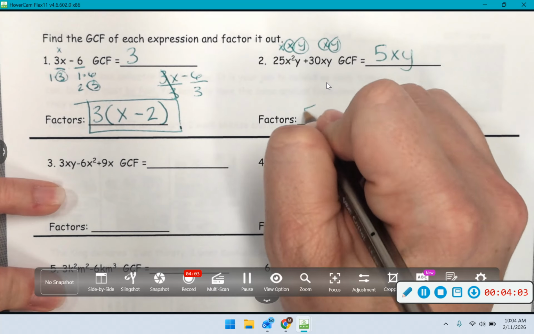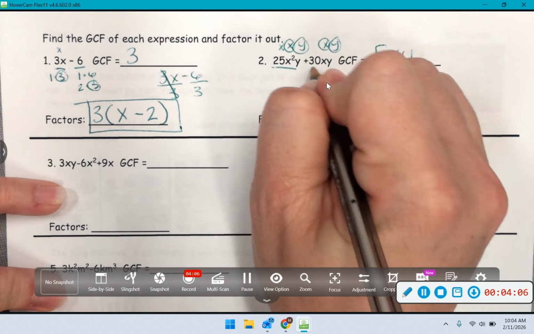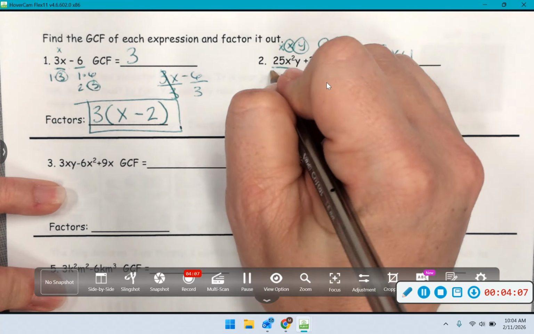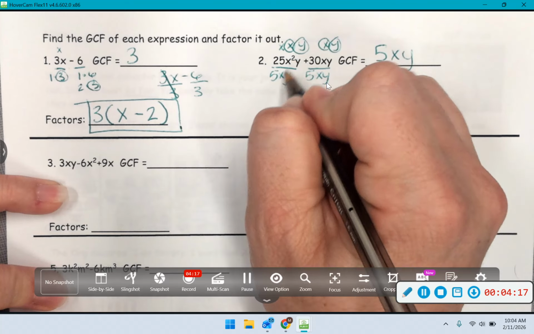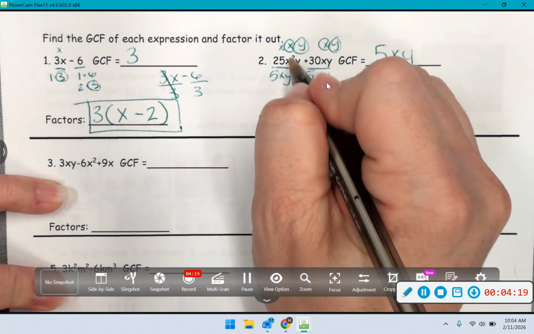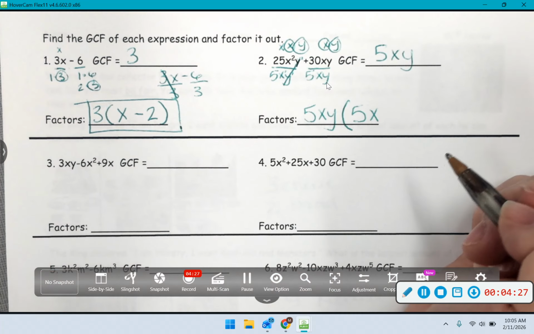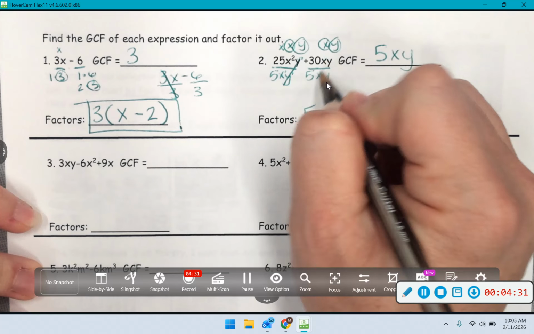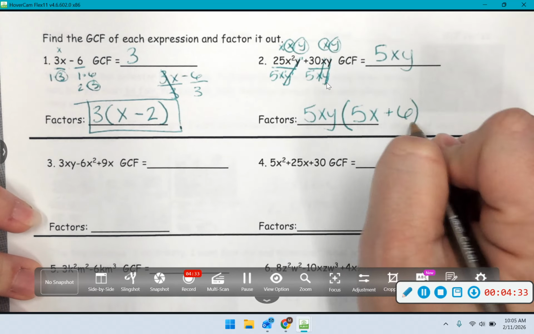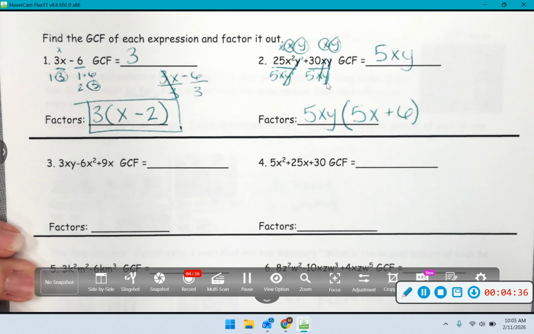So my GCF is 5xy, and we divide all of our terms by our GCF. So 5xy, 5xy. And my leftovers, what I get when I divide it out, goes in the parentheses. So 25 divided by 5 is 5. Remember when we divide, we subtract exponents. So if there's no exponent, it's a 1. 2 minus 1 is 1, so I have x to the first power. And then 1 minus 1 is 0, so the y's cancel. 30 divided by 5 is 6. 1 minus 1 is 0. 1 minus 1 is 0. So those go away. And there's my answer.